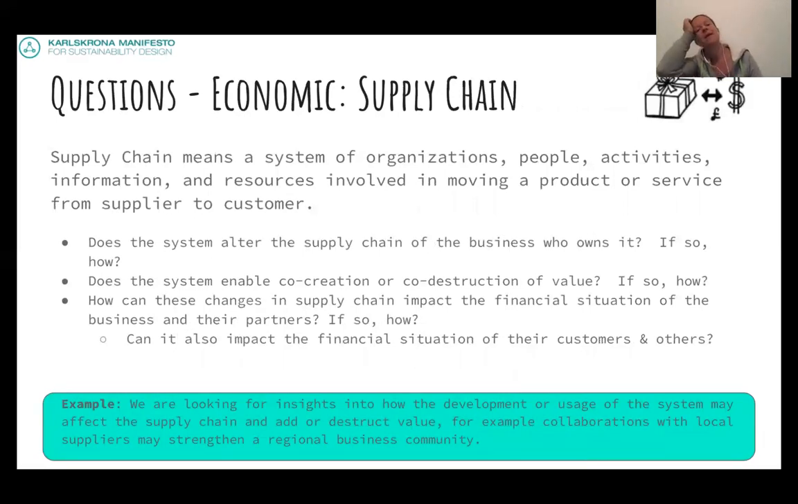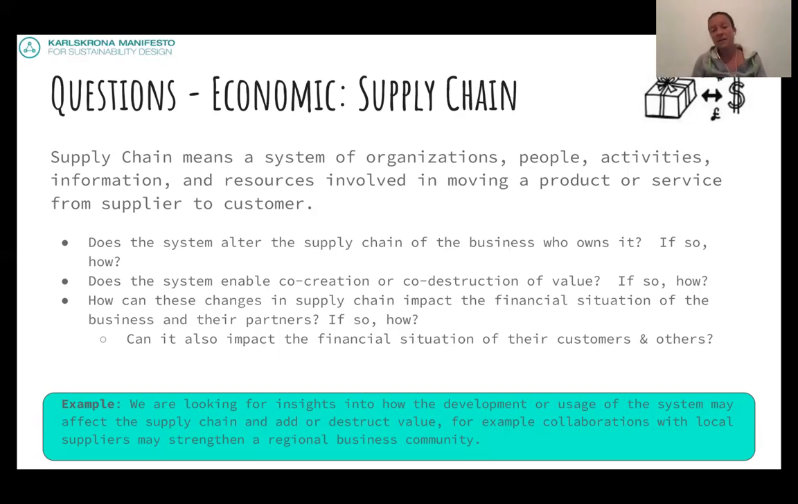Supply chain means a system of organizations, people, activities, information, and resources involved in moving a product or service from supplier to customer. How does the system alter the supply chain of the business who owns it? How does the system enable co-creation or co-destruction of value? And how can these changes in supply chain impact the financial situation of the business and their partners? Can it also impact the financial situation of their customers and others?